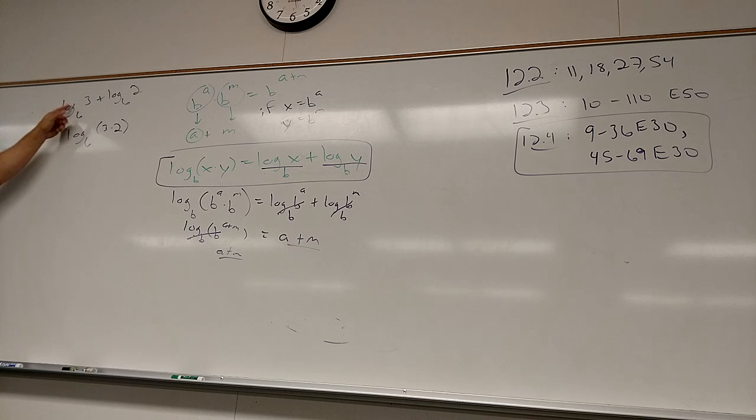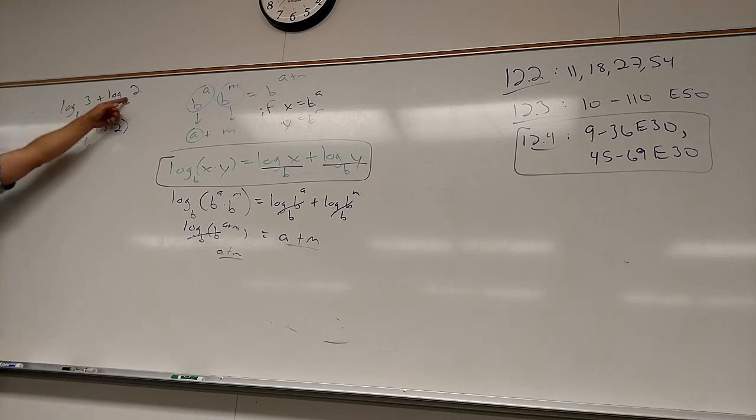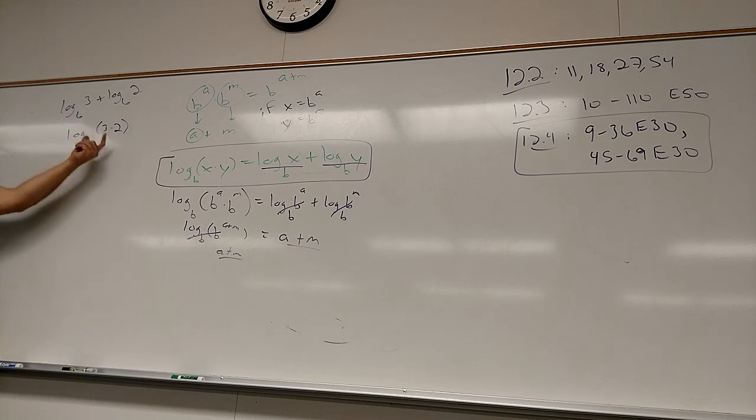What's log base 6 of 3 represent? What does it represent? The power on 6 to make 3. What's log base 6 of 2 represent? The power on 6 to make 2. So if I'm adding them, what must I have been doing with the two things? I must have been multiplying the two things.